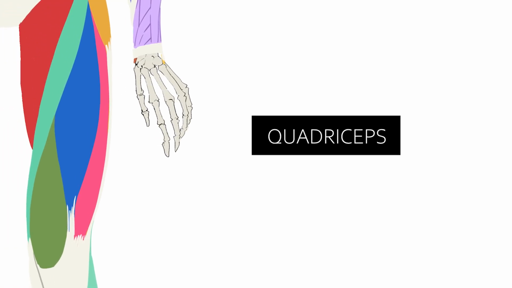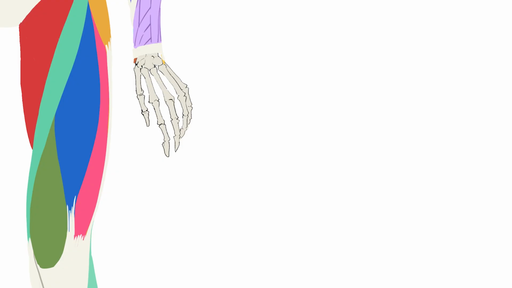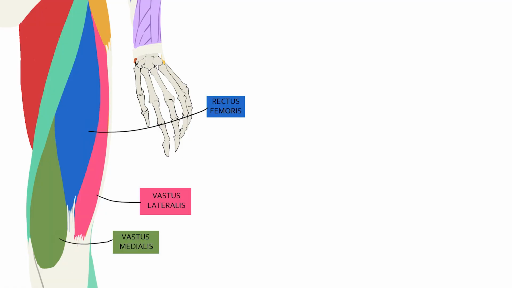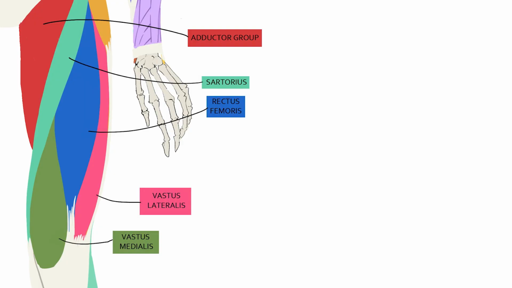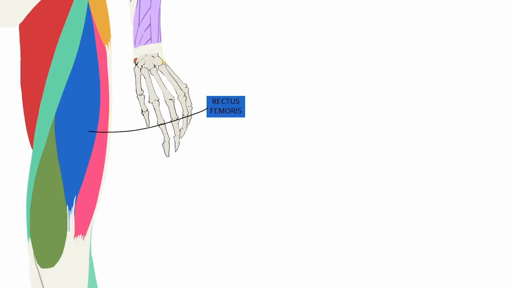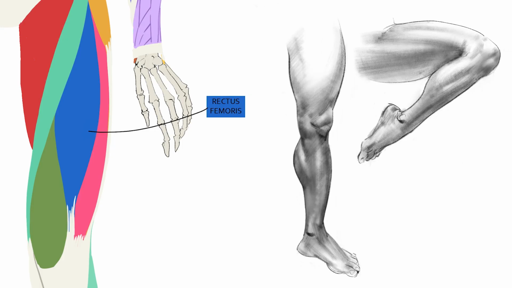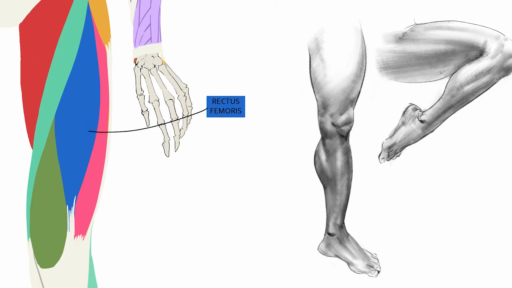Now that we're done talking about the arms, let's move on to the legs. We will start our overview with the quadriceps before moving on to some of the other muscles in the upper thigh. We have the rectus femoris, the vastus lateralis, the vastus medialis, the sartorius, and the adductor group. The primary function of the rectus femoris is to raise and straighten the knee, but it can also act as a flexor for the hip and the thigh.